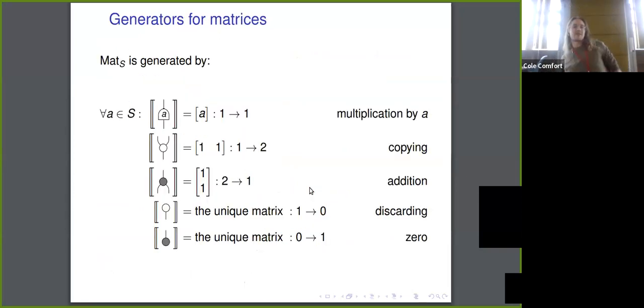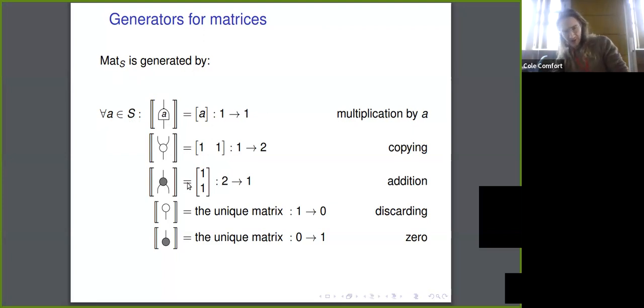Yeah, and there's this classical result, which is also contained in the literature by Lafont, that this category of matrices under the direct sum is generated by, for every element of the semi-ring or of the field or whatever, a multiplication gate. It takes in one scalar and multiplies it by a, and then sends that out. And then you have copying, which I denote in white, which just copies a scalar. And this is the corresponding matrix for it.